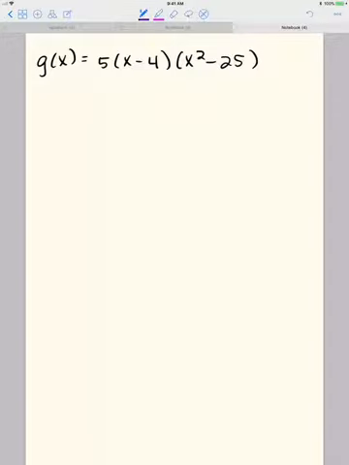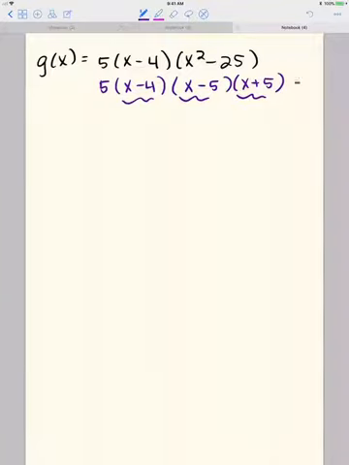Here's another one. We have 5 times x minus 4 times x squared minus 25. That could be further factored to look at zeros. X squared minus 25 is the difference of squares, x plus 5, x minus 5. So we've got 3 linear factors, and if you were to multiply this out, you would get the leading term to be a positive x cubed.